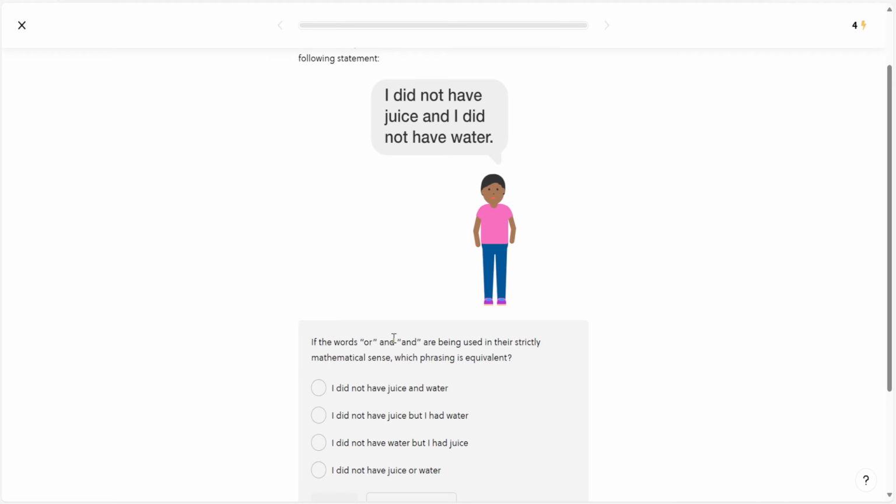If the words or and are being used in their strictly mathematical sense, oh, I don't know which one the strictly mathematical sense is. We've just had the logical sense. Is that the same as the mathematical sense? Or is the mathematical different to the logical? You can't go starting calling them two different things for the same thing. Oh God, I have no idea which one you want me to say, because there's two answers, depending on which sense you're using.